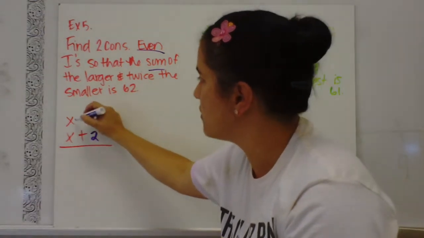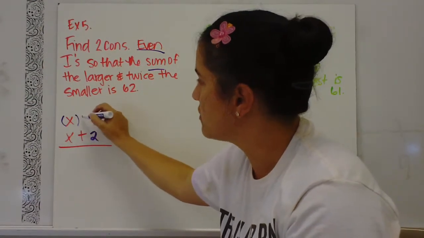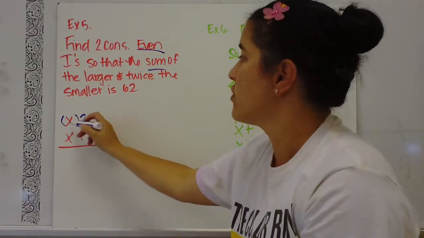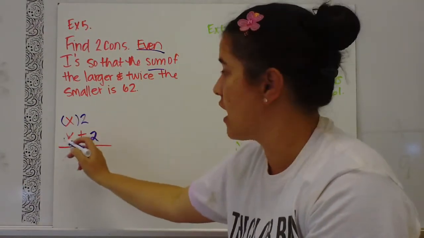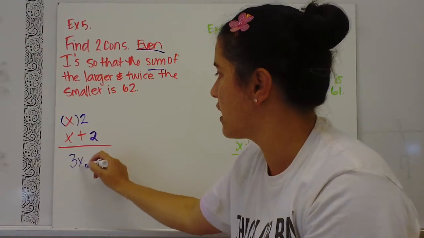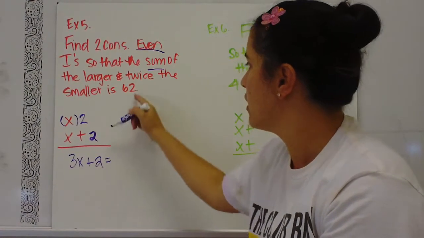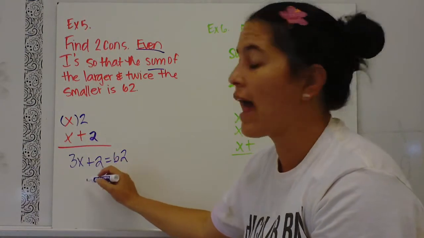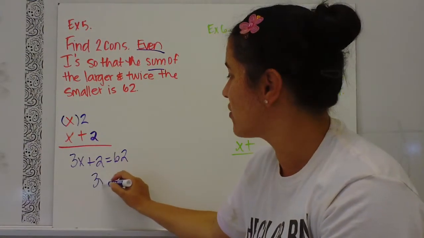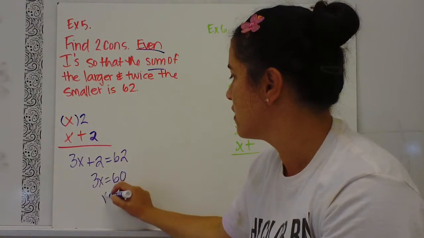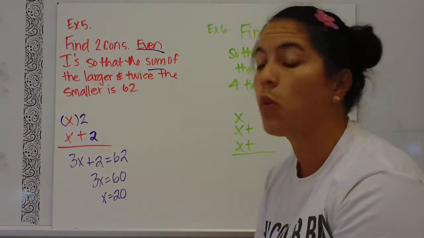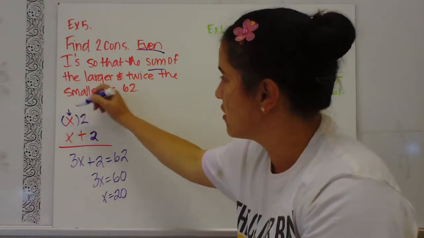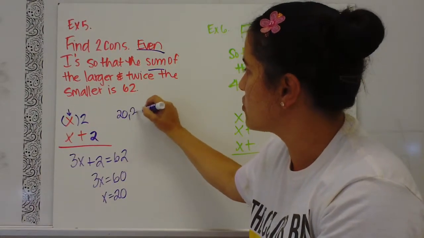Twice the smaller would be times 2, right? Twice the smaller. So if I have 2 X's right here and an X right here, that would be 3X plus 2 equals 62. I would subtract 2 from both sides, and I would get 3X equals 60, and X equals 20. So that means my 2 consecutive integers are 20 and 22.